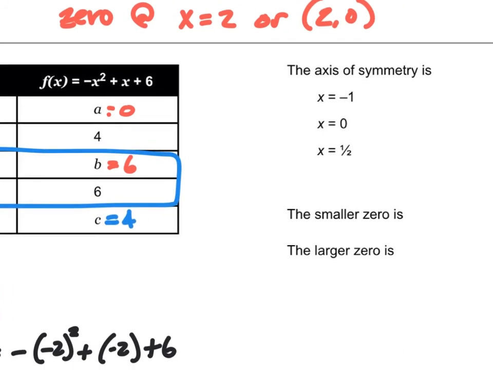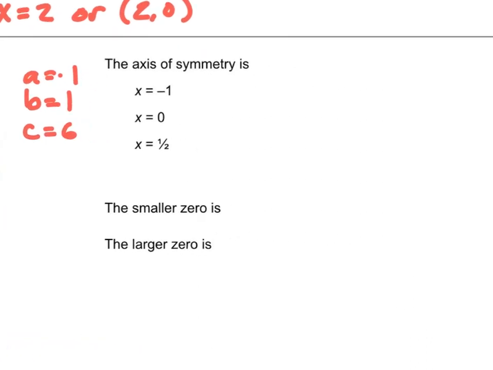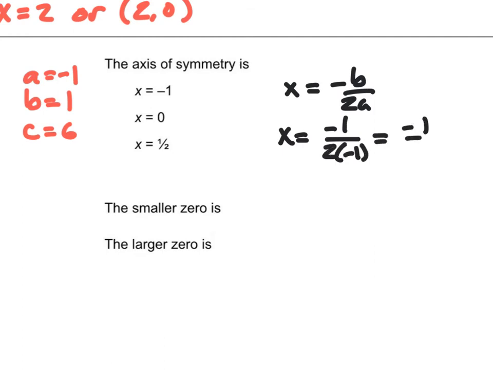Now, based on what you said, you asked what's the value of A, B, and C? So I'm going to say that A is equal to -1, B is equal to 1, and C is equal to 6. If I use that information from the function we were given, I know the axis of symmetry is x equals opposite b over 2a. So x is equal to -1 over 2 times -1, and that's -1 over -2, which is positive 1/2. So x is equal to 1/2. That's our axis of symmetry there.